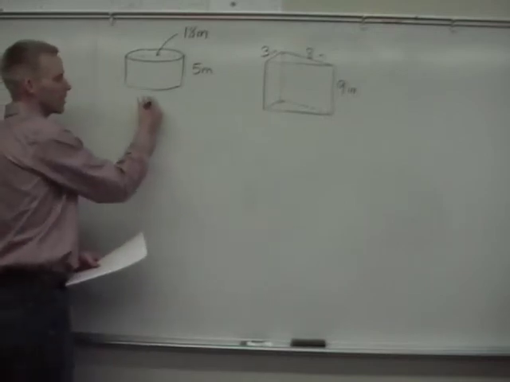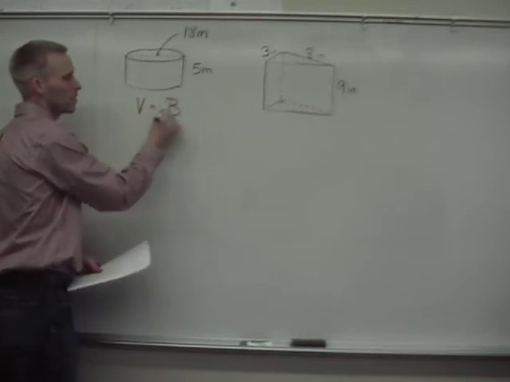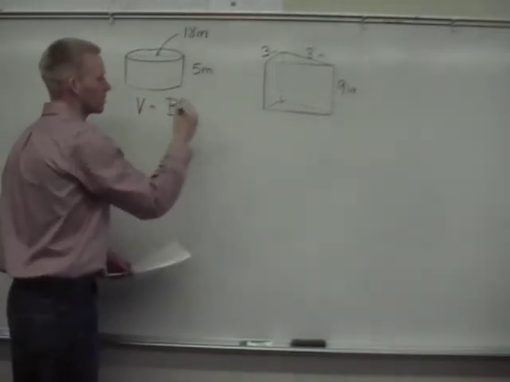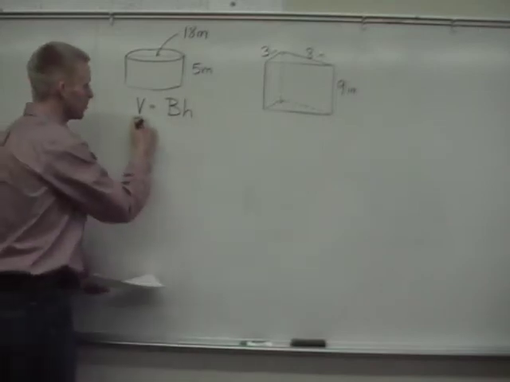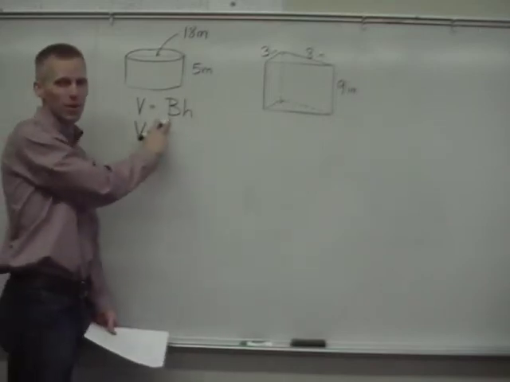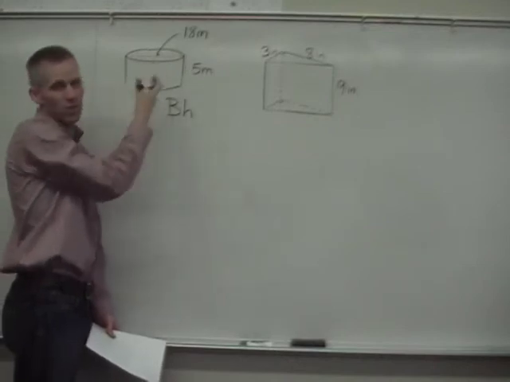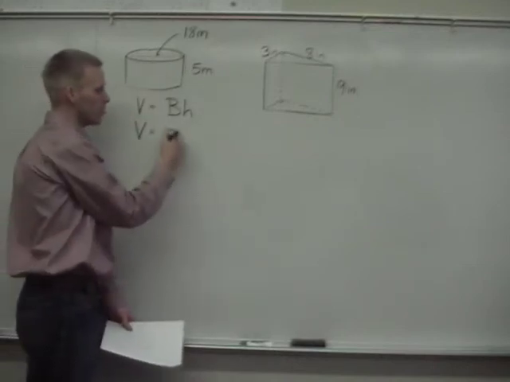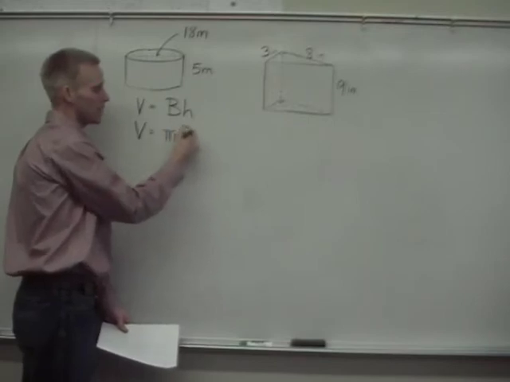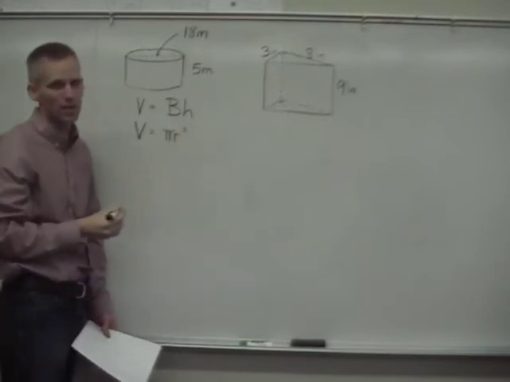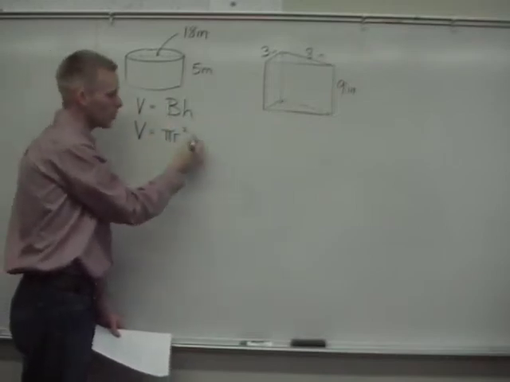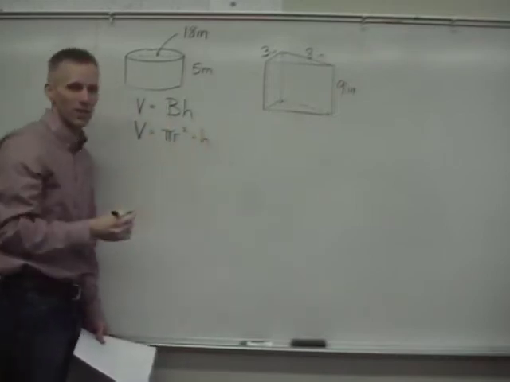I'm going to write that formula down. We use capital B for area of the base, and then H for height. So, the area of our base, well, our base is a circle. Right? And we find the area of a circle by doing pi times radius squared. Pi times radius times radius. So that's the area of our base. And of course, then at the end, we need to find the height.